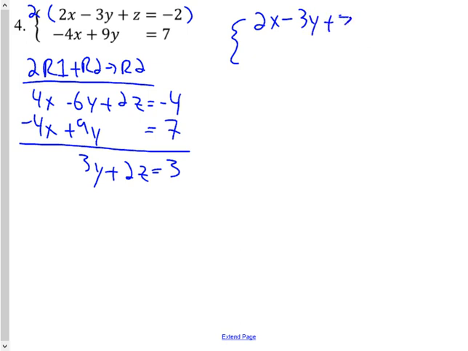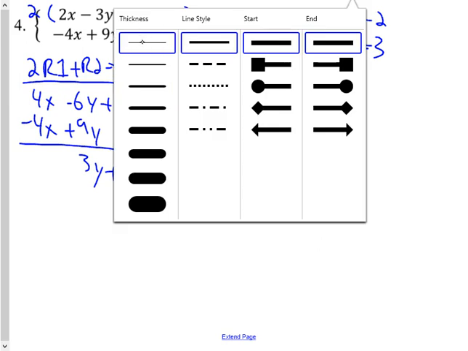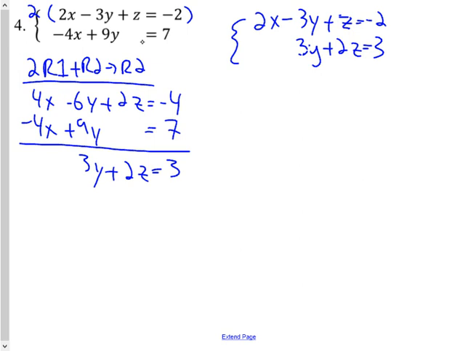Plus z is minus 2. 3y plus 2z is 3. And I don't have enough to solve. So here's what you have to do. We're going to have infinite solutions, right? So instead of saying no, does not exist, we're actually finding the specific infinite solution answer we have.